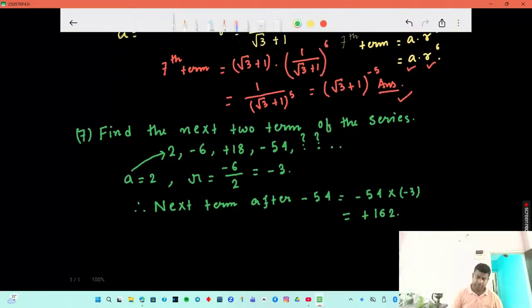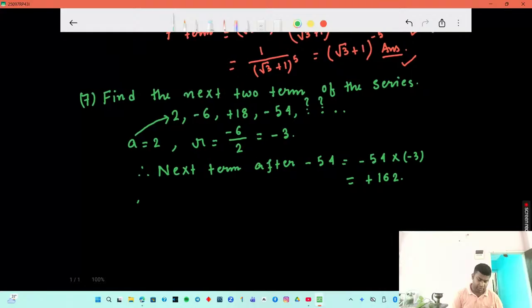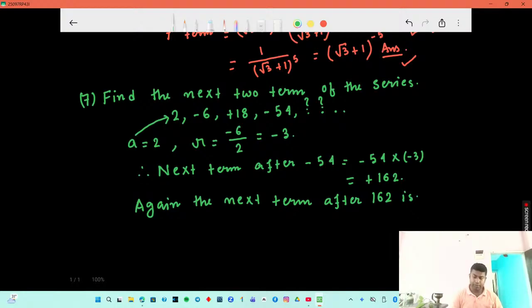Again, the next term after 162: we just multiply 162 with minus 3 and the answer will be minus 486. Is it clear to you?